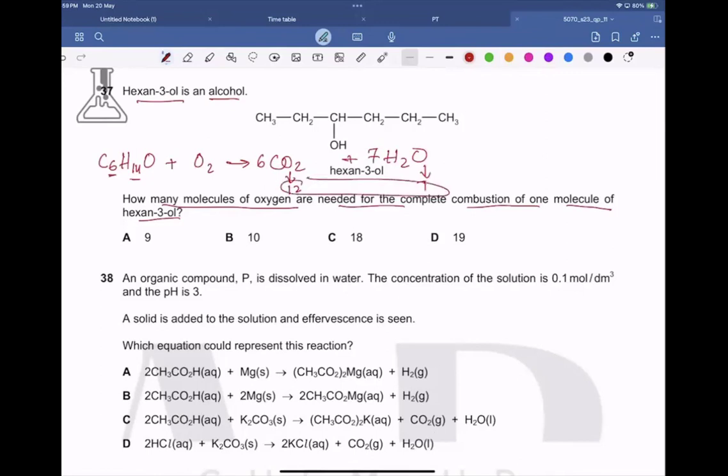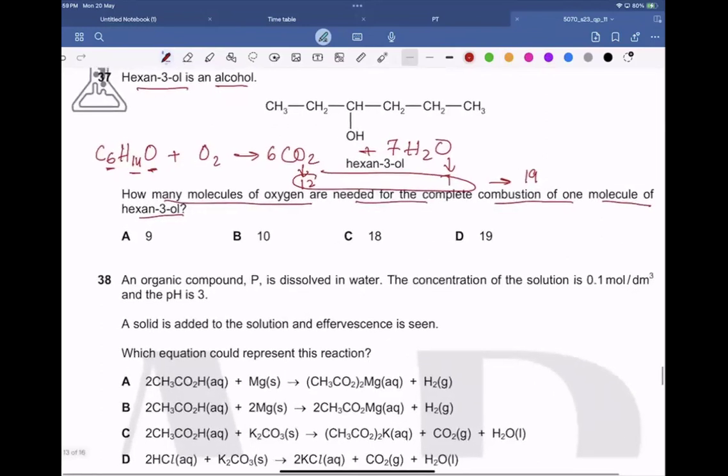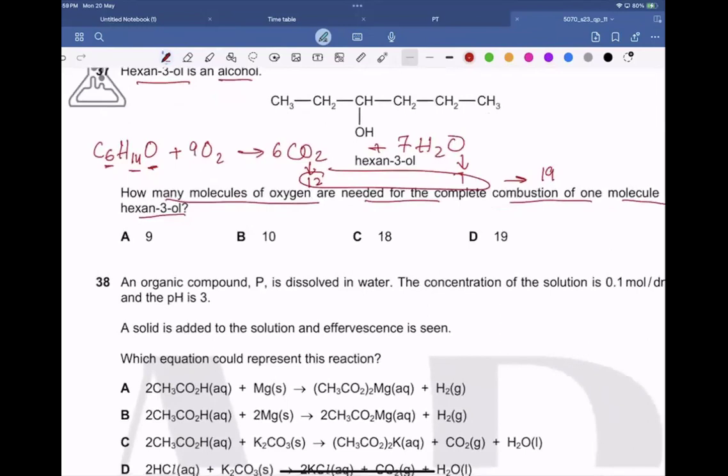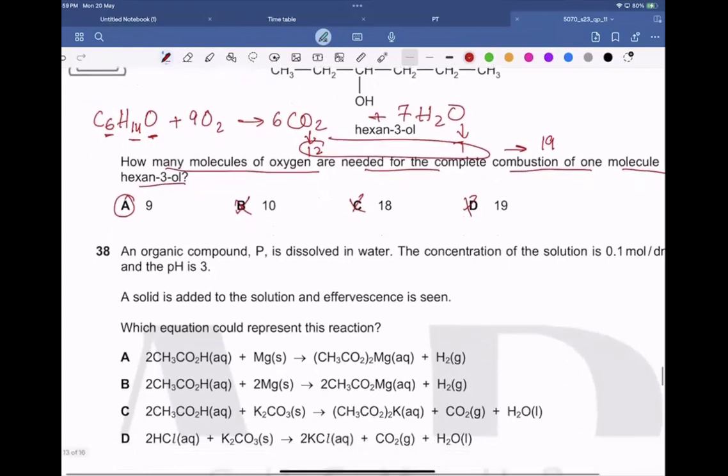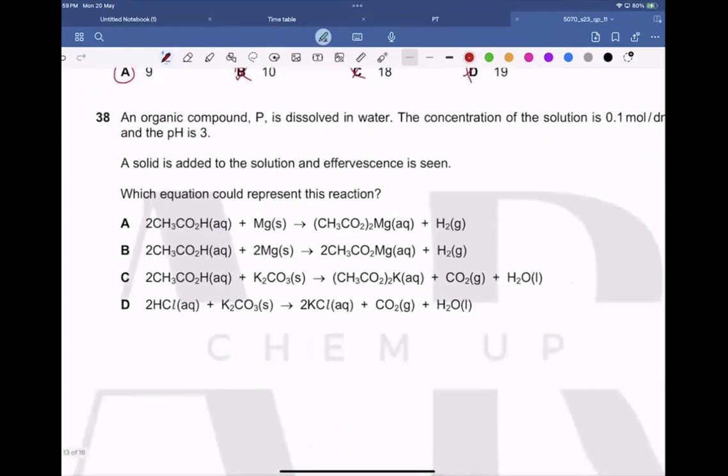So 12 plus 7 is 19. One oxygen is over here, so we are left with 18. 18 means 9, right? So A has a 9. So B, C, and D go wrong. So it's A. 9 molecules of oxygen are needed to combust one molecule of hexan-3-ol. Okay. Question number 38.